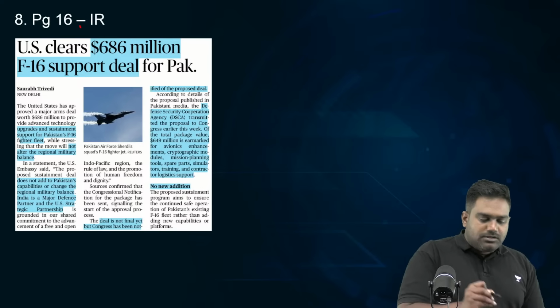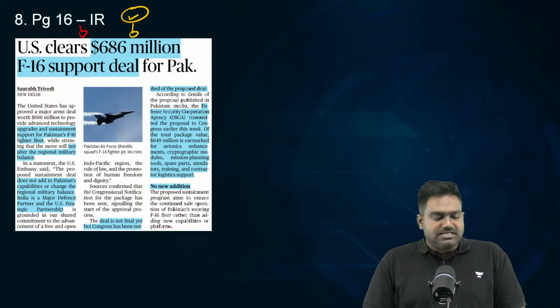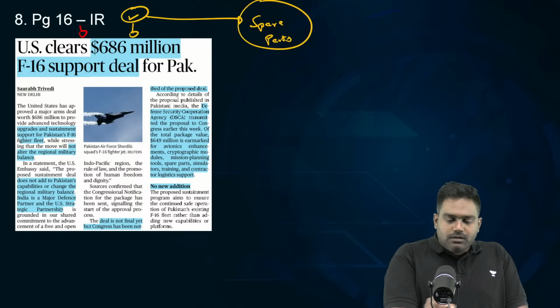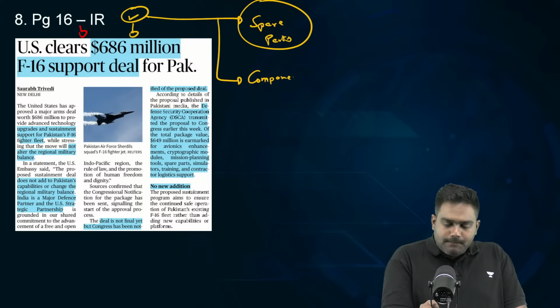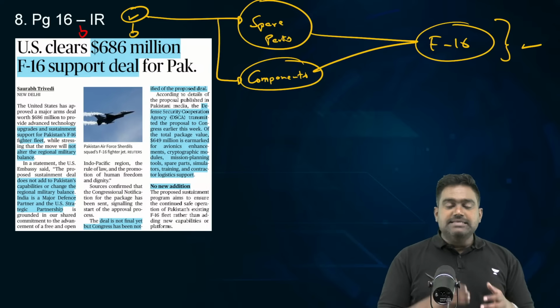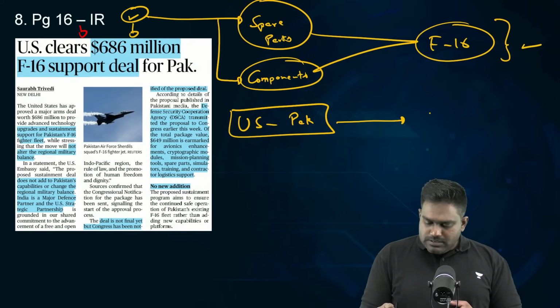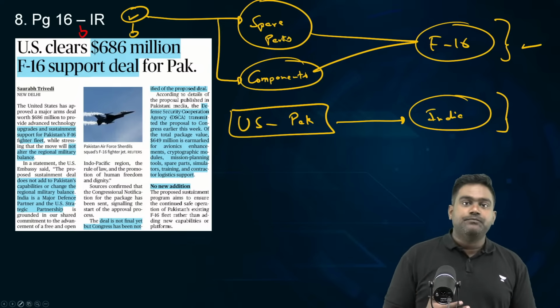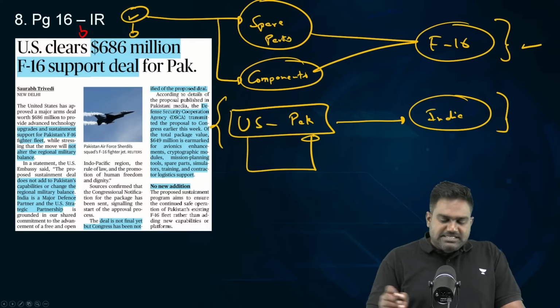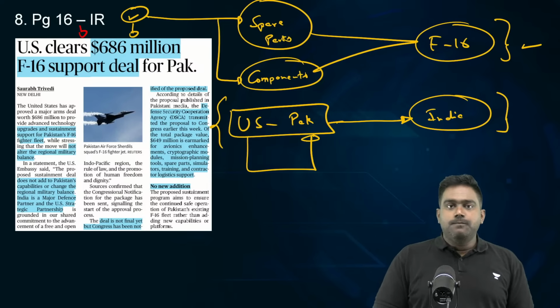Coming to the last topic, the United States has cleared a mega defense deal which could benefit Pakistan. The deal is in the range of $686 million, and the United States would be supplying spare parts and components to help Pakistan maintain the F-16 fighter jets, which are the mainstay of the Pakistani Air Force. This again shows the US-Pakistan relations and how it contradicts American commitments to India. The US, by supplying the F-16 many years ago, tilted the balance and gave Pakistan a slight edge with regard to the Indian Air Force.